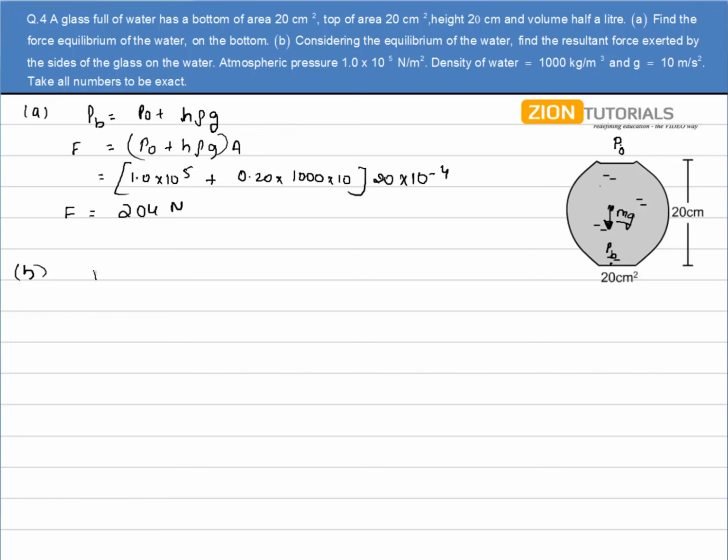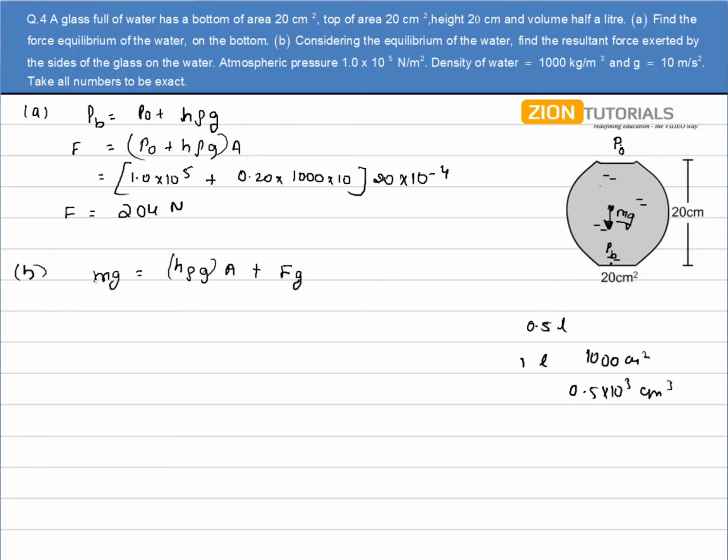So I can write mg will be equal to h rho g into area of cross section plus the force exerted by the glass. So just substitute the value. Half a liter, 0.5 liter. We know 1 liter is equal to 1000 centimeter cube, so it will be equal to 0.5 into 10 to the power 3 centimeter cube of water.